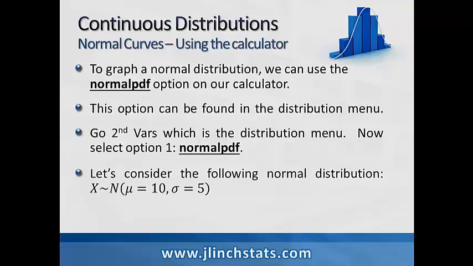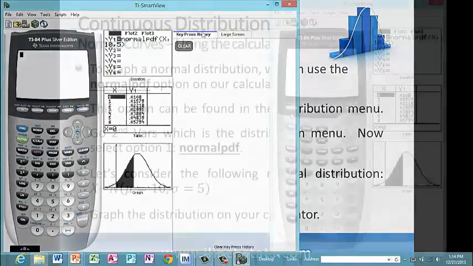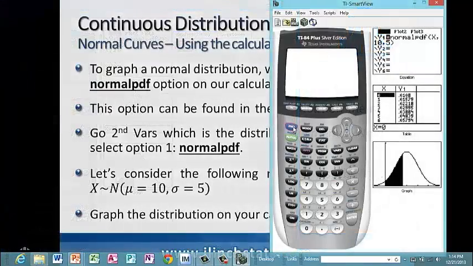Let's consider the following normal distribution. Suppose our random variable x is normally distributed with a mean of 10 and a standard deviation of 5. Now, let's go ahead and graph this distribution on our calculator. Okay, so my calculator's been loaded here. Notice if I go into second distribution, the normalpdf option is the first option right here.